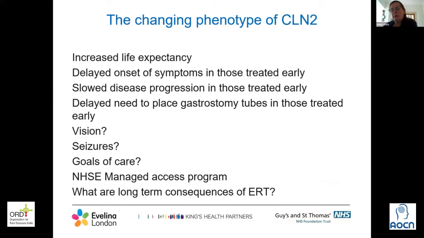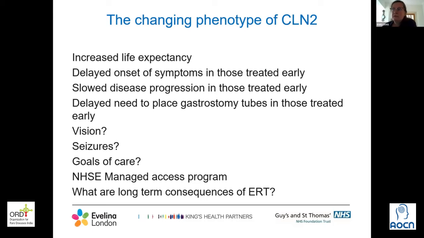So what's happened to the children in the trial? All of the children in the trial have survived so far. They are continuing to receive Brineura every 2 weeks. Increasing numbers of children in increasing countries are now on treatment. There is no doubt that life expectancy is increased.